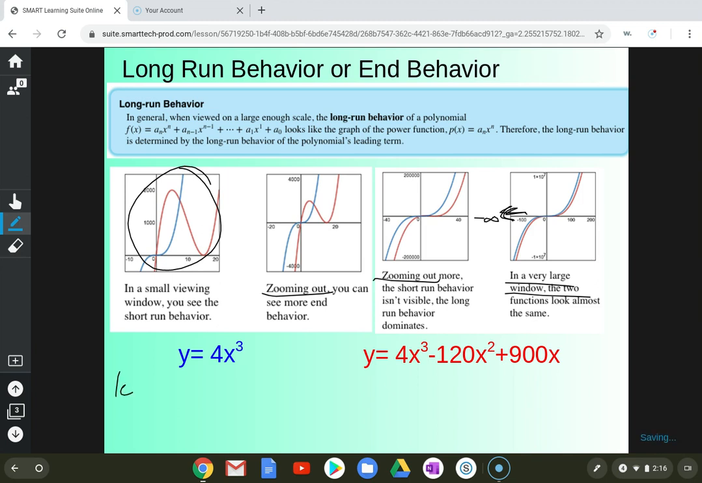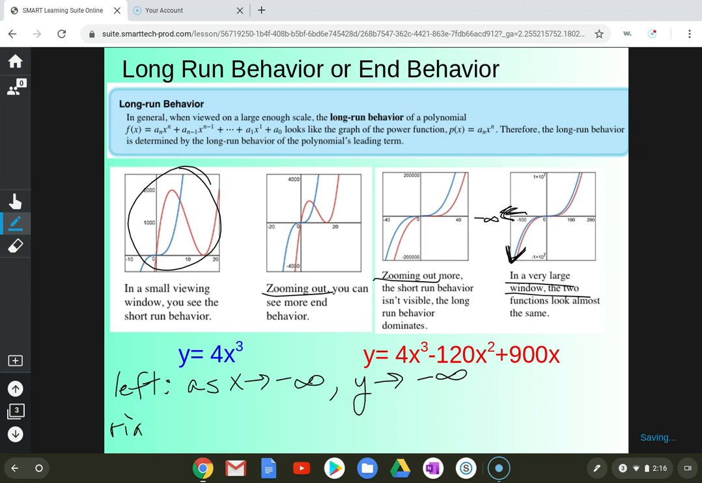So for our left end behavior, we would say as x approaches negative infinity, what is y pointing at? So on the left side of the graph, what y values is y pointing to? It's pointing to negative infinity.